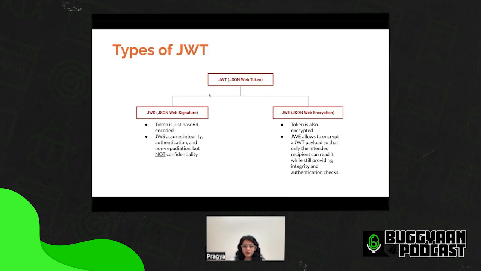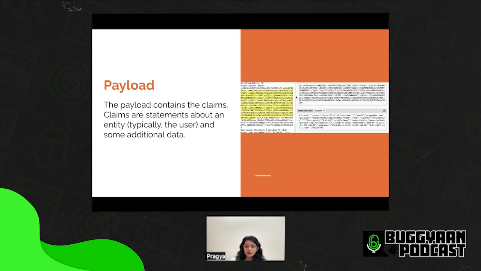JWS is typically the JWT only because header and payload are base64 encoded, and the signature is, as we saw, not encoded. So that's JWS. It assures integrity, authentication, non-repudiation, but not confidentiality, because as we saw here, in the payload part we can see all the data of the user: email, username, role, everything. So JWS or JWT does not ensure confidentiality. It's recommended not to store or send any confidential data in the payload part, such as passwords or any secrets.